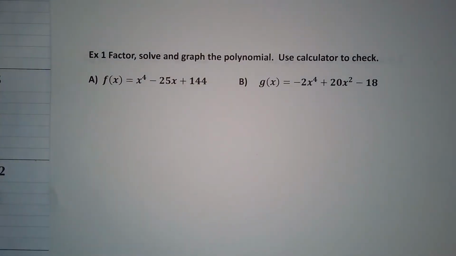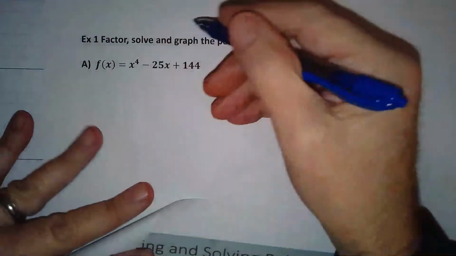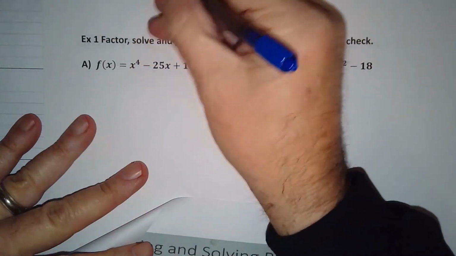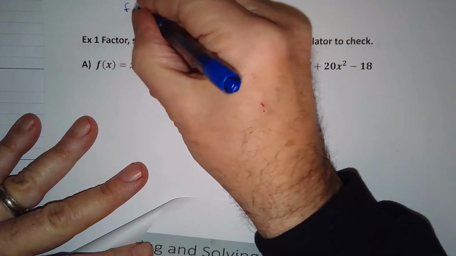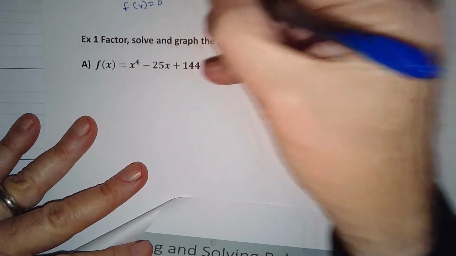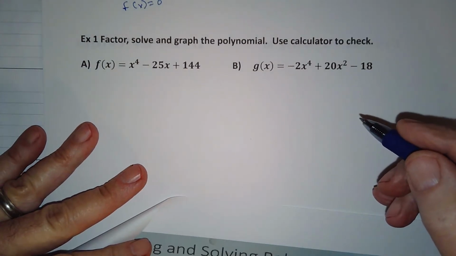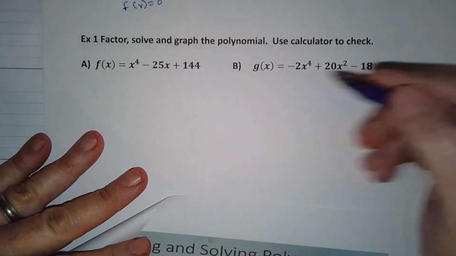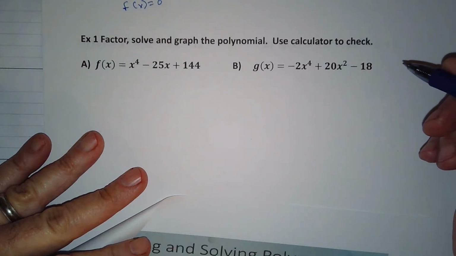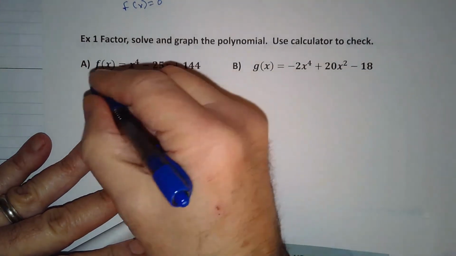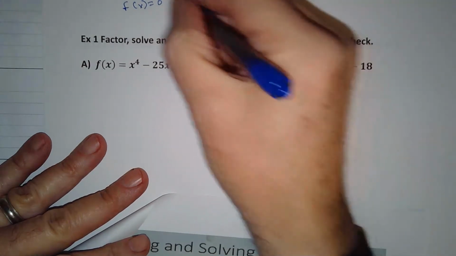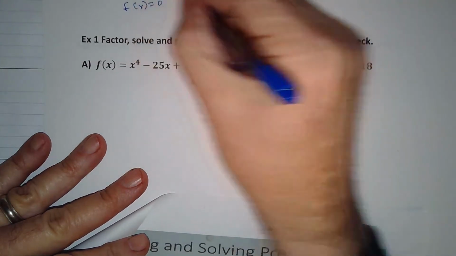Okay. Now, let's look at our first grouping. And so again, we want to solve, which means we want to figure out what x is when y equals 0. So we want the x-intercepts, right? And graph the polynomial. And we want to use a calculator to check that, as I said before. All right? So now, what's the y-intercept? We also want the y-intercept. So x-intercepts, we want the y-intercept.